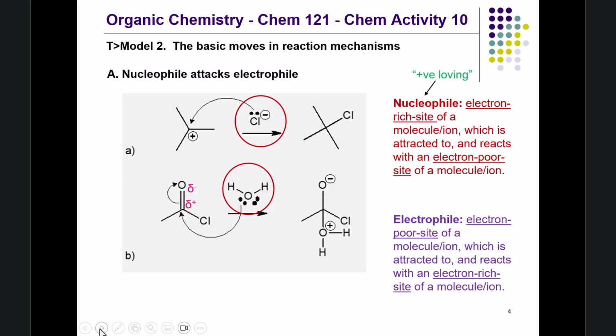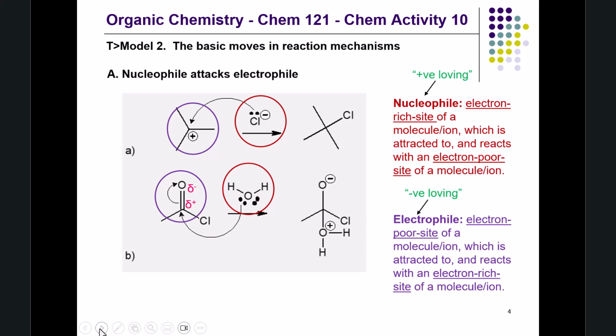Now, if you have a nucleophile, you must also have an electrophile. An electrophile is negative loving, so therefore it would be an electron-poor site of a molecule or ion, and in turn it would react with an electron-rich site. So as you might imagine, in purple, I have circled the electrophiles. So of course the carbocation would be an electrophile, and as discussed previously, the delta positive carbon will be our electrophile.